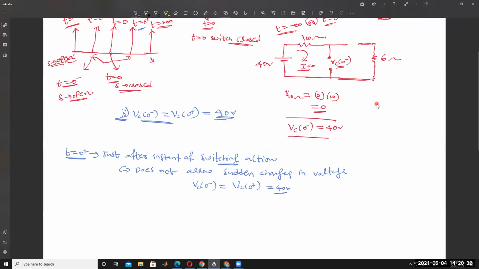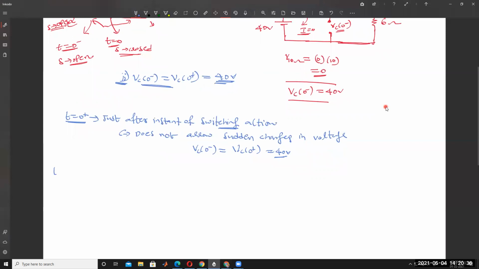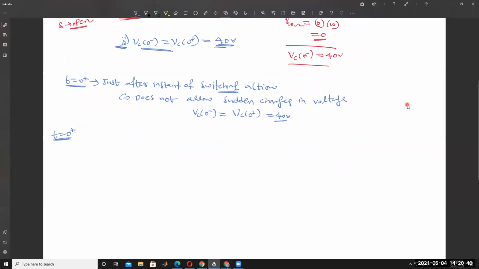And then after t is equal to 0 plus, the switch is closed. So this is the circuit at t is equal to 0 plus. What is the equivalent circuit? This is 10 ohm, and this is 40 volts. The capacitor does not allow sudden changes in voltage.